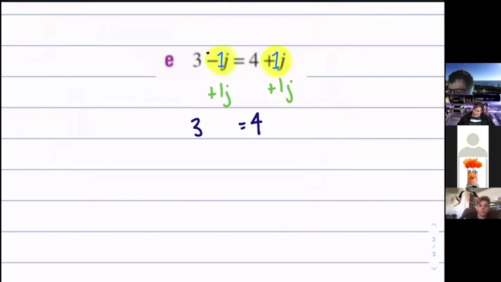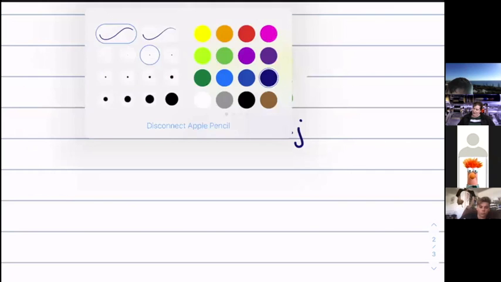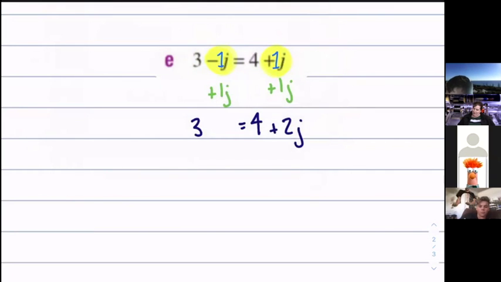The minus 1j and plus 1j, they've cancelled out. And plus 1j plus 1j, like 1 plus 1 is 2. So we get 2j on the right. And now we know how to deal with this. We need to get rid of this 4 first. So we're going to minus 4 from both sides.